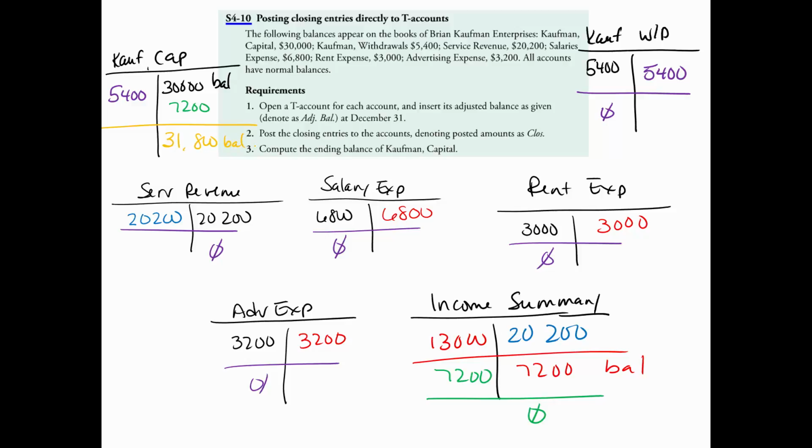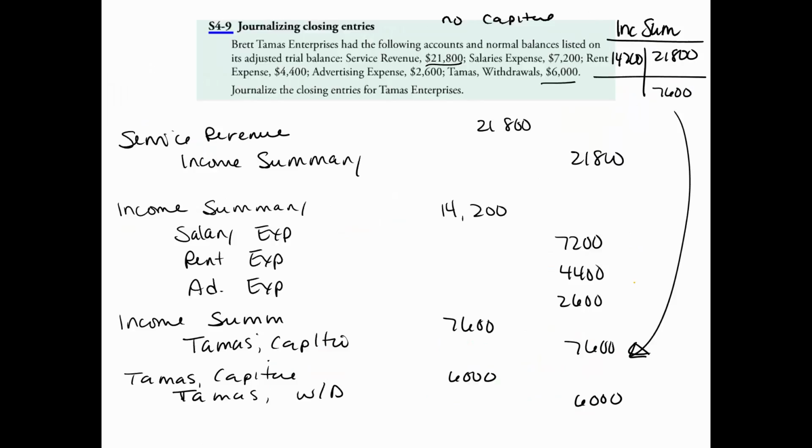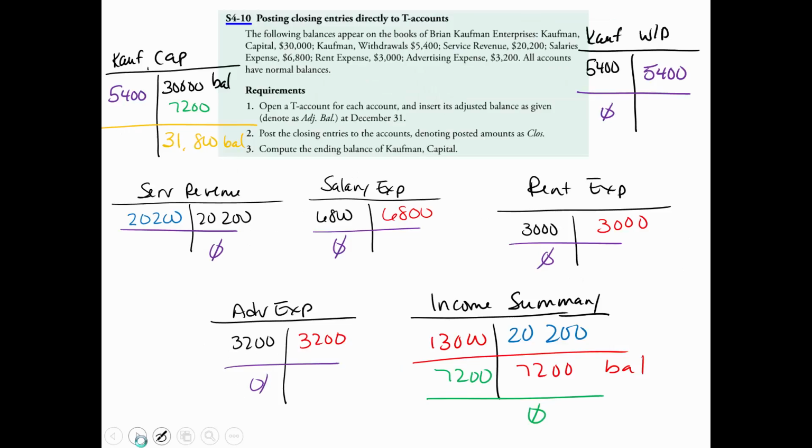So that's a very colorful little thing there, isn't it? This is the same thing we did here, with different amounts. It's just here's how they look on the T accounts. So you can see that each of the temporary accounts has a zero balance, and the capital account has been updated.